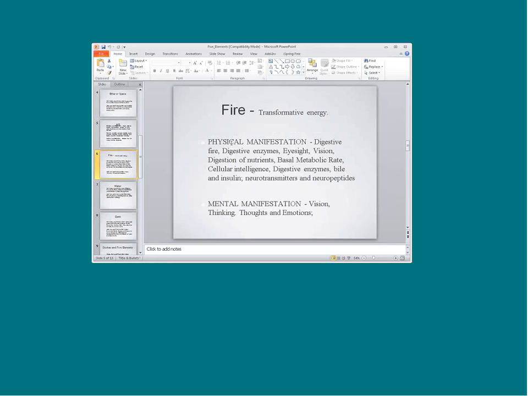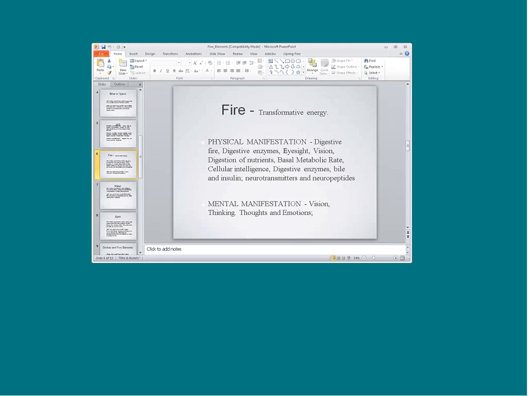Fire is, we say, transformative energy or transformative capacity. So physical manifestations of fire in the body are our digestive fire, the digestive enzymes that are produced, beginning from salivation and including the digestive enzymes that are secreted in the stomach and that continue to take effect during the digestive process. Eyesight is also considered a manifestation of fire.